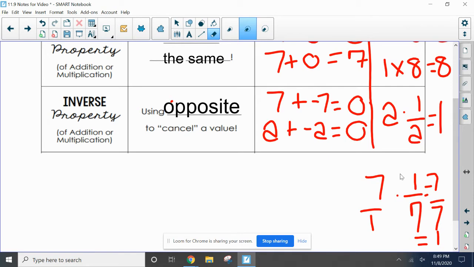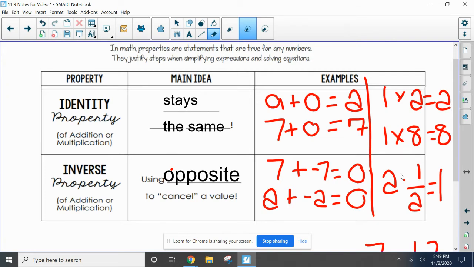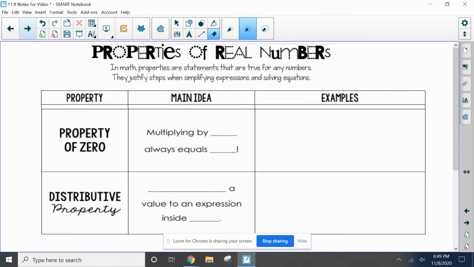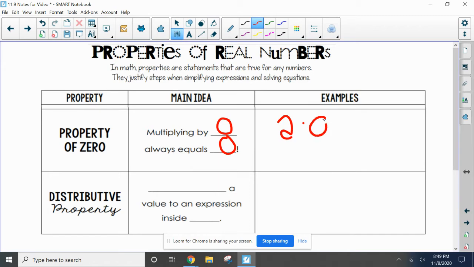Pause it if you need to fill that in. That's your identity property. Pause that if you need to fill that in. And here are our last two properties. Our property of 0. Property of 0, I think, is the easiest one. Multiplying by 0 always is going to give you 0. A times 0 equals 0. Your number, 7 times 0, still 0.